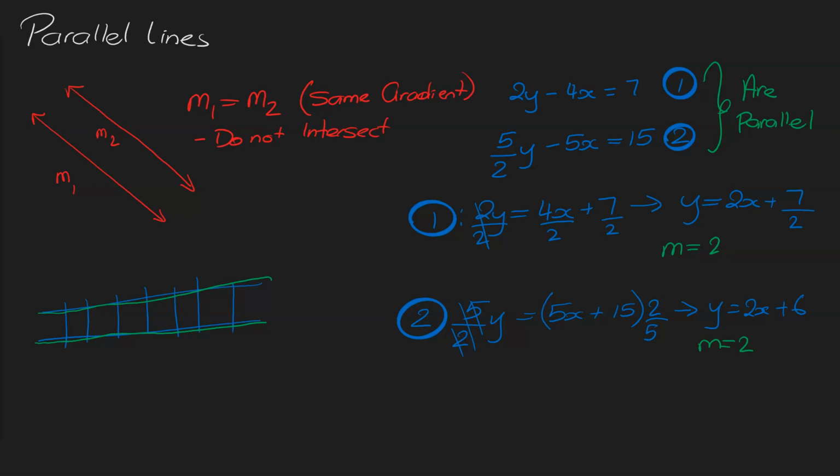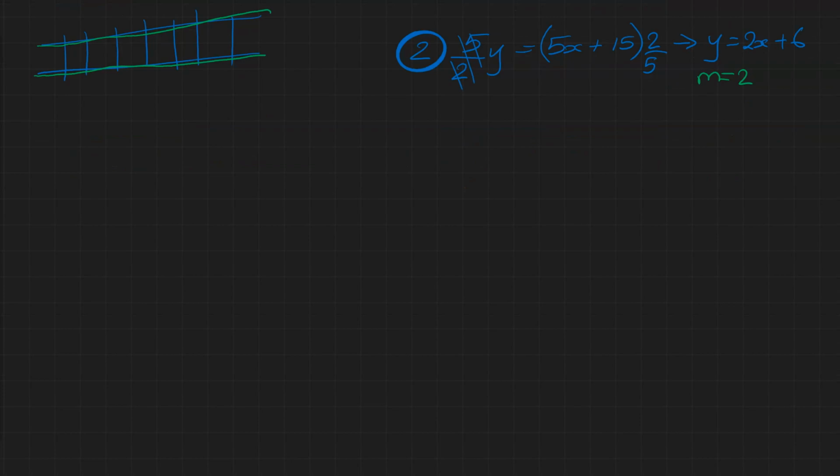Now let's try to find an equation of a parallel line. We want to find the equation of a line that passes through the point (1, -2) and is parallel to the equation 3x plus 4y equals 4. So we want an equation that is parallel to this one, and it passes through the point (1, -2).